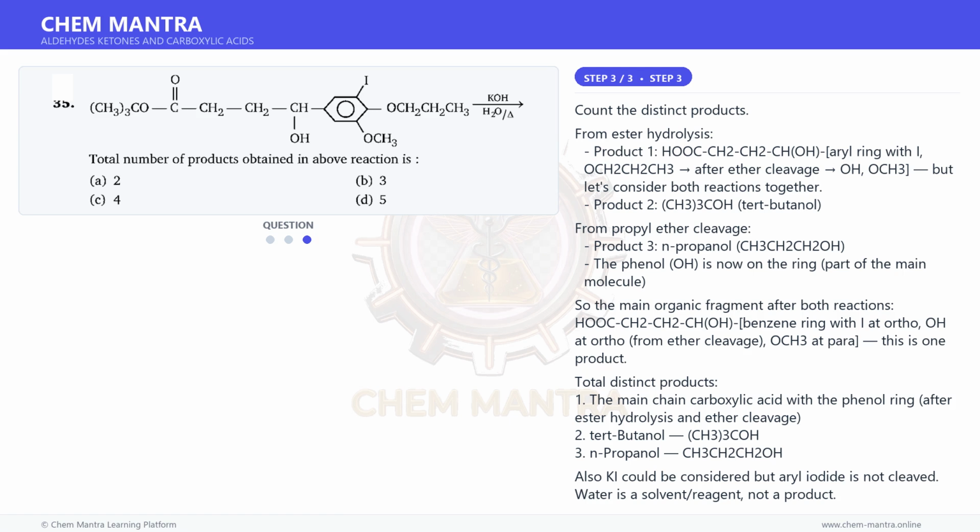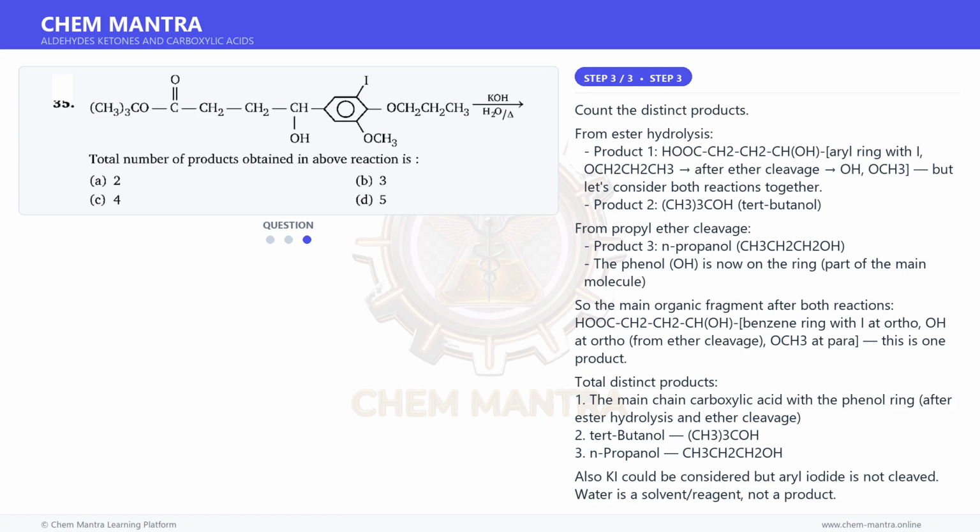Total distinct products: 1. The main chain carboxylic acid with the phenol ring, after ester hydrolysis and ether cleavage. 2. Tert-butanol, (CH3)3COH. 3. N-propanol, CH3CH2CH2OH. The aryl iodide is not cleaved. Water is a solvent and reagent, not a product. Re-evaluating, if the main hydrolyzed cleaved fragment plus tert-butanol plus propanol is equal to 3, but the answer is 2.